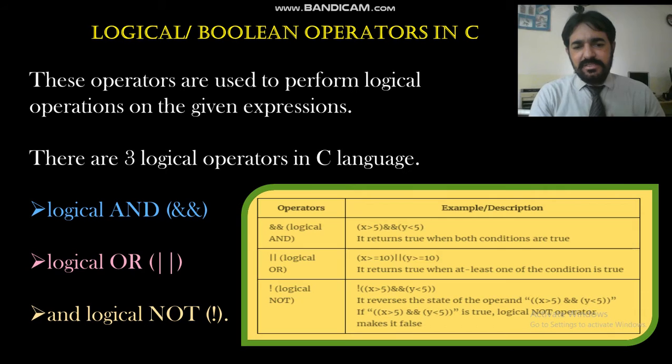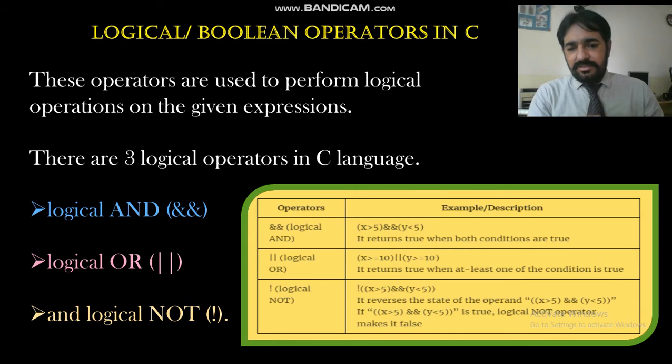Then operators, how we represent and how we can use them. The AND logical operator: x greater than 5 and y less than 5. It returns a true value when both conditions are true. Means if condition A and condition B are both true, meaning 1, then the result is true, meaning 1. I have another lecture on the same logic gates, you can go through it.